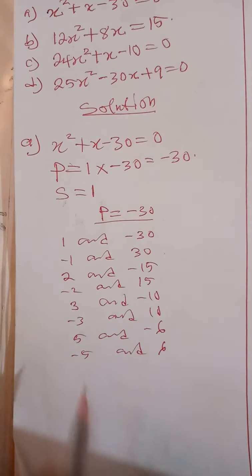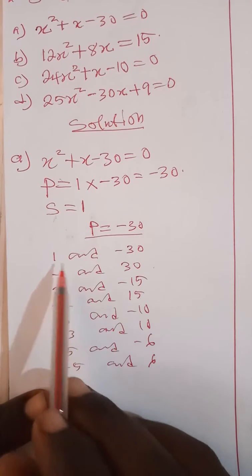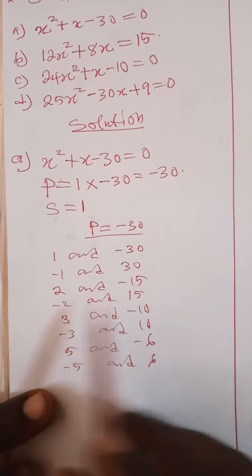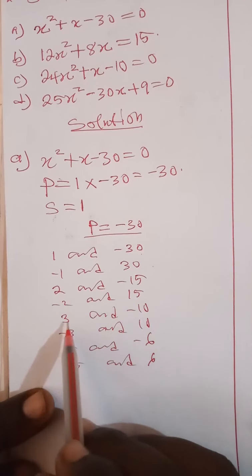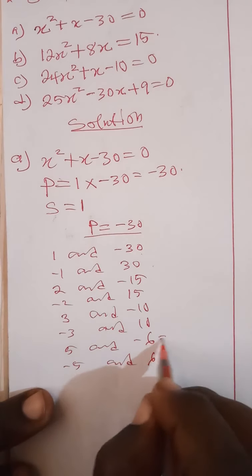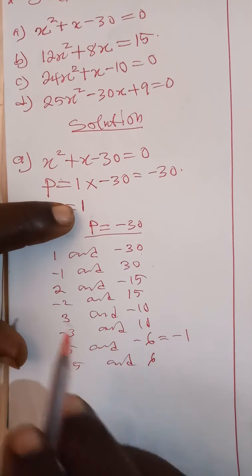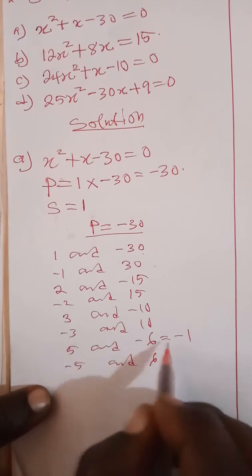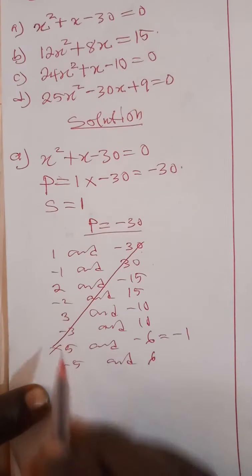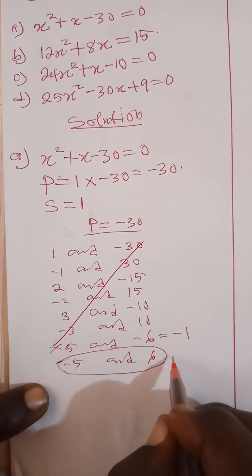No factors left here. So I now begin to add to see which sum will give me 1. This obviously will not give me 1. This will add to give me 29. And then this is not 1. This is not 1. This is certainly not 1. But this will give me minus 1. Notice that this is minus 1, but it's not the same as 1. So 5 minus 6 is minus 1, not the same as 1. So this is wrong also, right? Everything here is wrong. So minus 5 and 6 is the correct thing, because they will produce 1 if you add them.